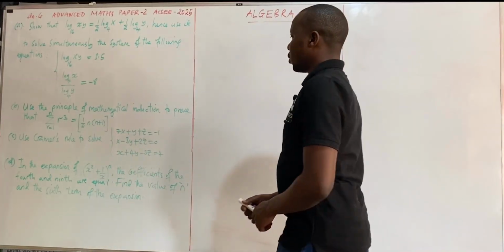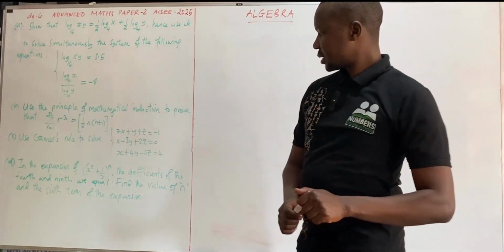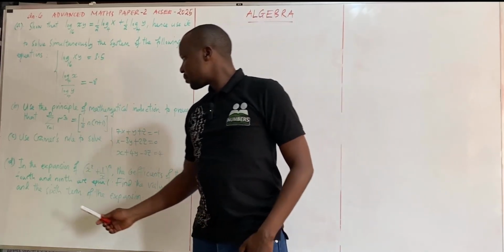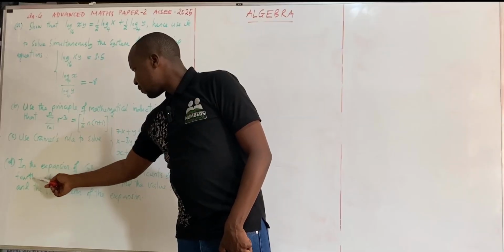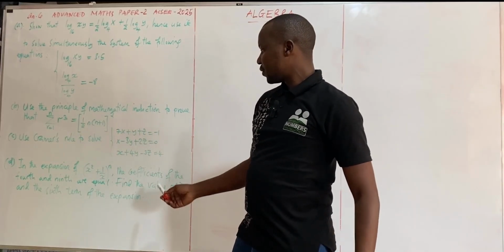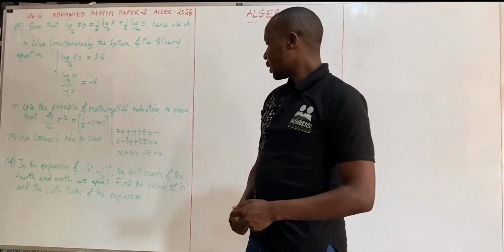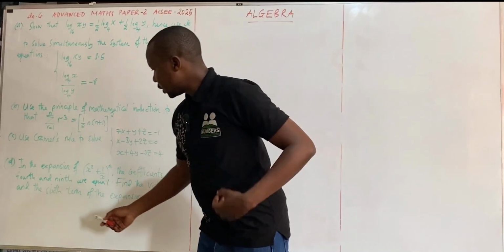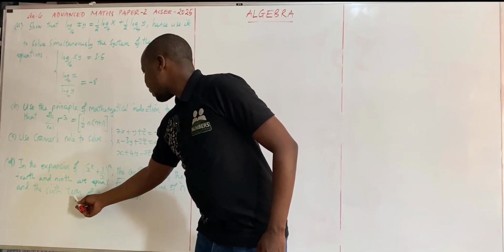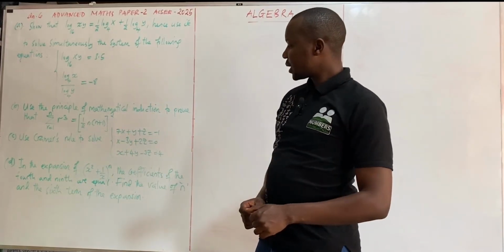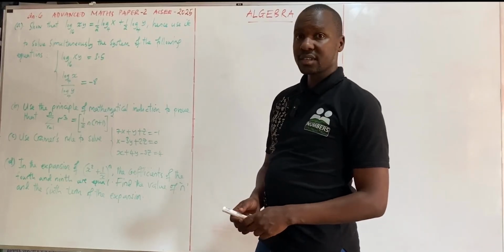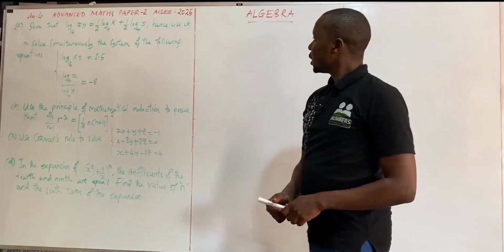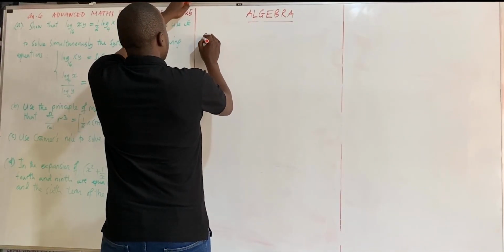It means here we are required to perform 2 things. Activity number 1 is to find the value of n, through the assumption that the coefficients of the fourth and the ninth terms are the same. After getting n, we also need to find the sixth term of that expansion, and that will be simple because we already know the value of n.